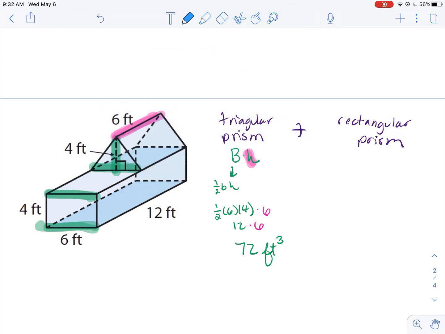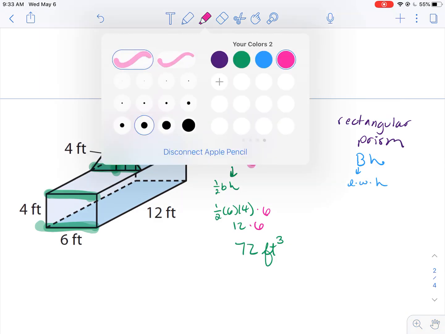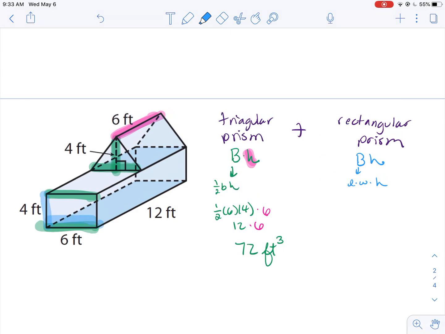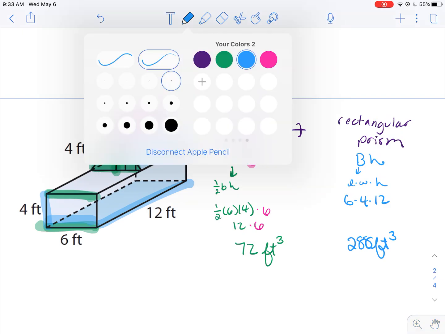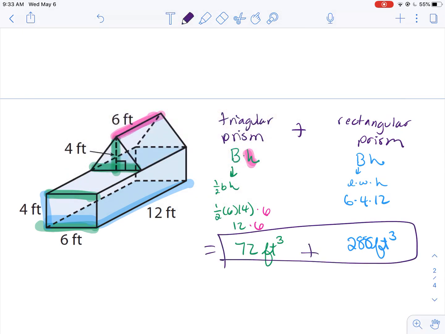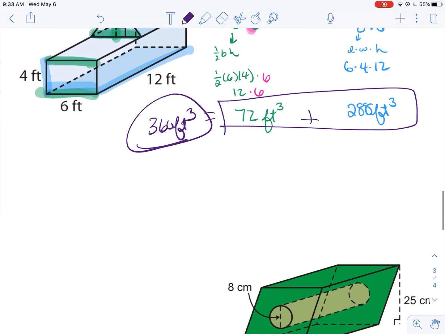Then I want to do the rectangular prism, still big B times H, where B is a rectangle, length times width, times H. Essentially all I'm doing is taking the length, the width and the height, and multiplying those all together. So 6 times 4 times 12 in this case, which is 288 feet cubed. And I want to add both of these up to get my final answer of 360 cubic feet. Okay, break it down into the individual shapes, add them up, easy peasy lemon squeezy.